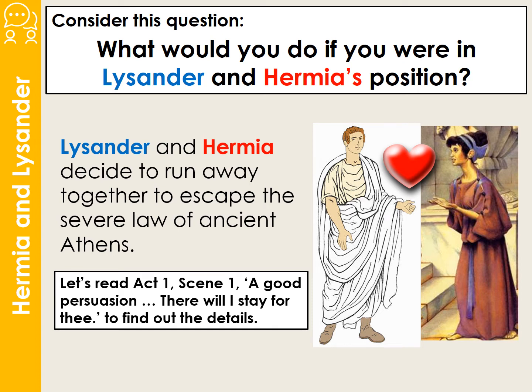What we're going to be reading today is that Lysander and Hermia actually decide to run away with each other. They decide that the law of Athens is too strong. They can't cope with it. And so they decide what they're going to do is live somewhere else where they can't be controlled, and so they could be together and be happy.